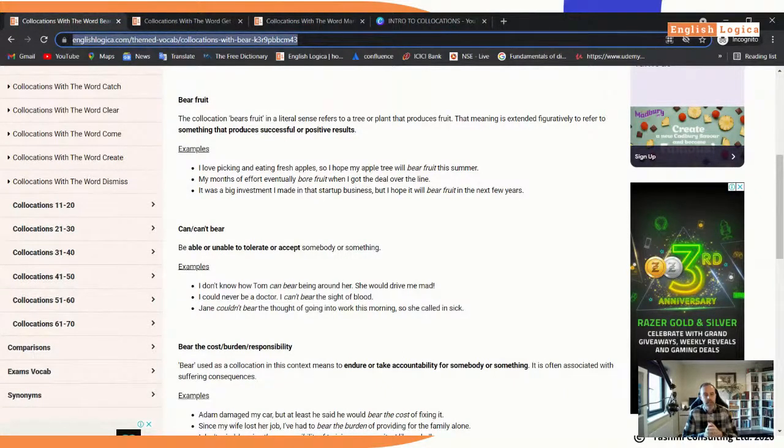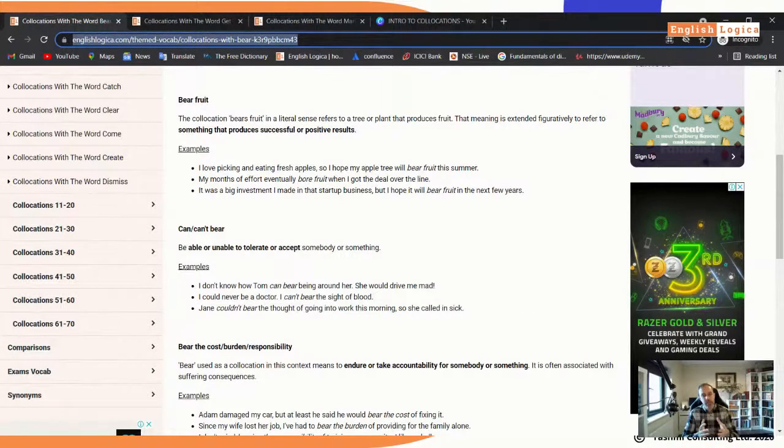So our examples: I love picking and eating fresh apples, so I hope my apple tree will bear fruit this summer. My months of effort eventually bore fruit when I got the deal over the line. It was a big investment I made in that startup business, but I hope it will bear fruit in the next few years. A third collocation with bear then.